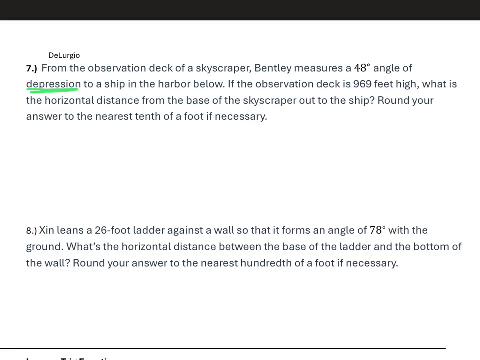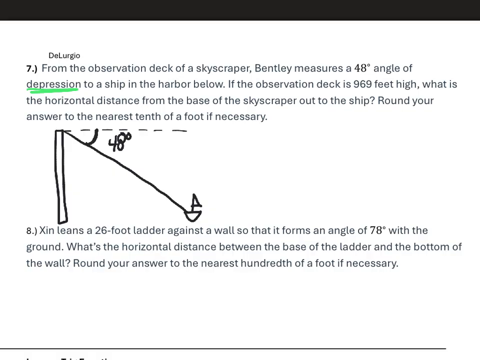Okay, so let's sketch this. We have the skyscraper, which we'll draw over here. And he is looking down at a ship in the harbor below. The angle of depression is from this horizontal line at the top to the ship, and it is this. That is our angle of depression, 48 degrees. Now that does not fit into the triangle that we need because they're asking us for this value. What is that horizontal distance from the skyscraper to the ship?